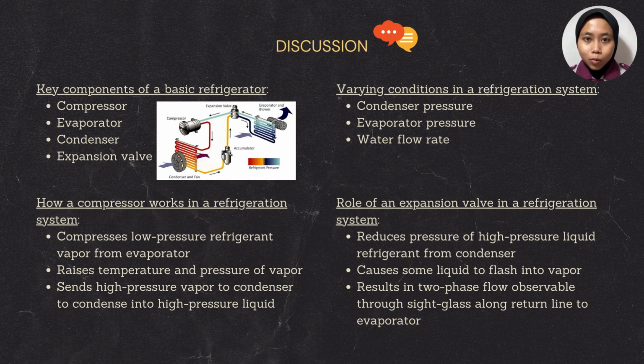The compressor works by compressing the low-pressure refrigerant vapor from the evaporator and raising its temperature and pressure. This high-pressure vapor is then sent to the condenser where it condenses into a high-pressure liquid. The role of an expansion valve in a refrigeration system is to reduce the pressure of the high-pressure liquid refrigerant coming from the condenser. This causes some of the liquid to flash into vapor, resulting in a two-phase flow which can be observed through a sight glass located along the return line to the evaporator.